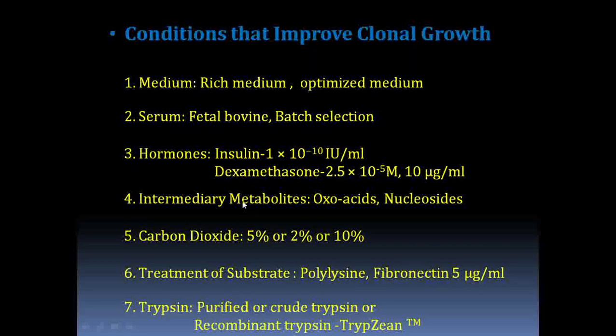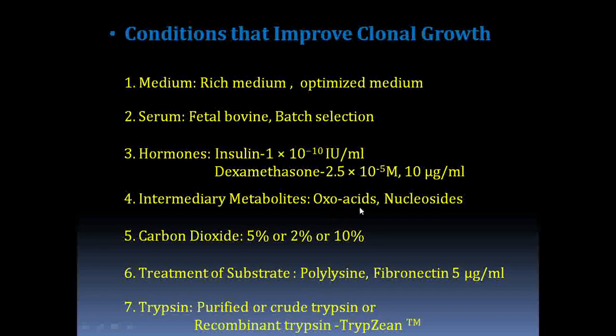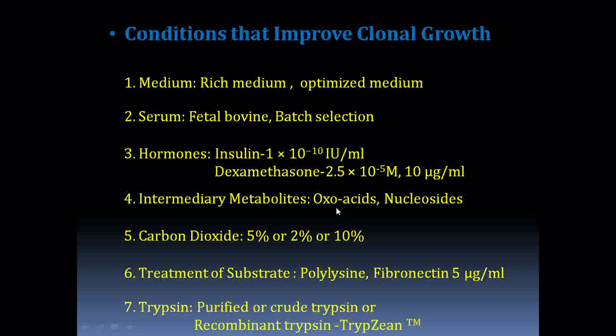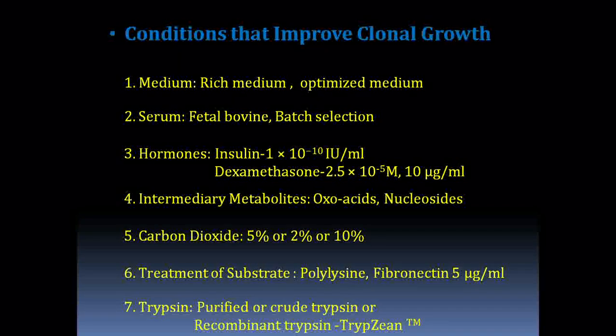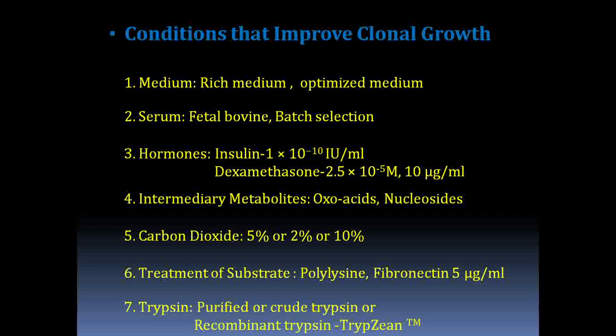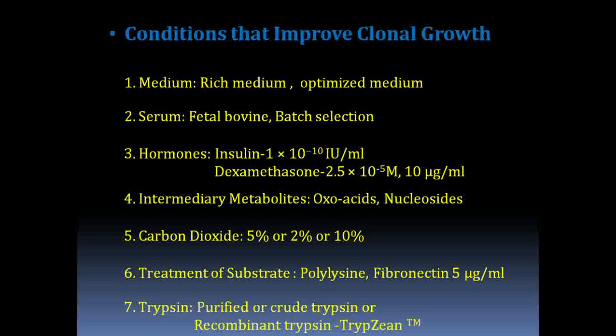So the metabolites that we can add are oxo acids. What are these oxo acids? These are pyruvate, alpha ketoglutarate. These are the intermediates that are ultimately required for the citric acid cycle. Yes, eventually you need to add ATP into your energy mechanism. So you need to have these intermediary metabolites.